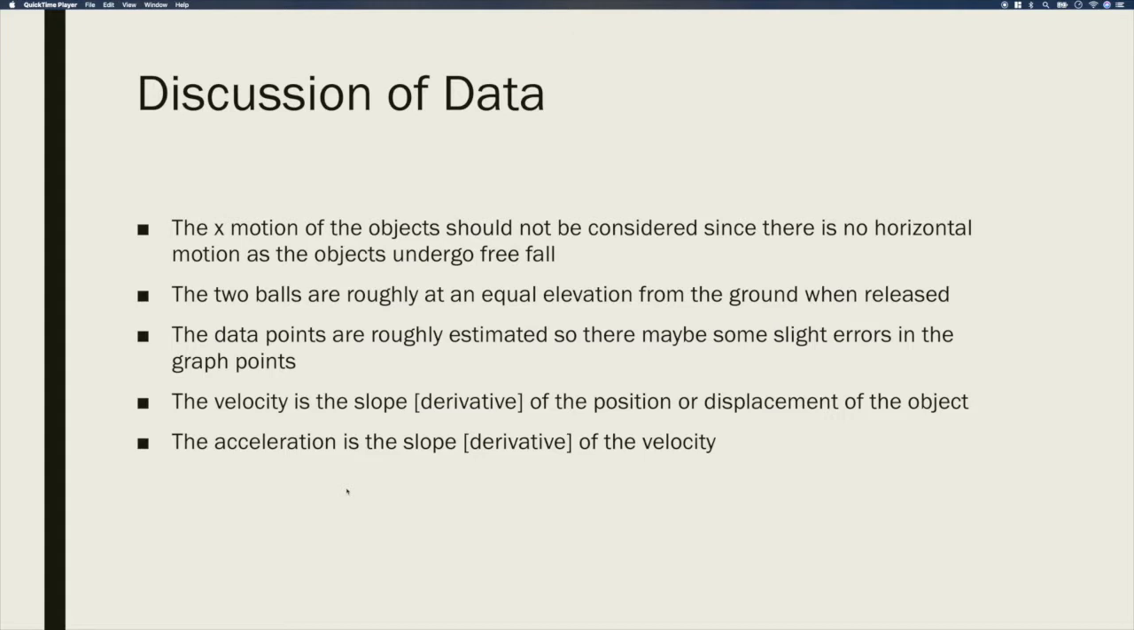And as I explained earlier, when we were in the LoggerPro software, the velocity is essentially the slope or the derivative of the position or displacement of the object, and the acceleration is the slope or the derivative of the velocity. So just by analyzing the velocity graphs, we're able to determine that the slope or the acceleration is pretty much constant for the two objects when they undergo free fall.